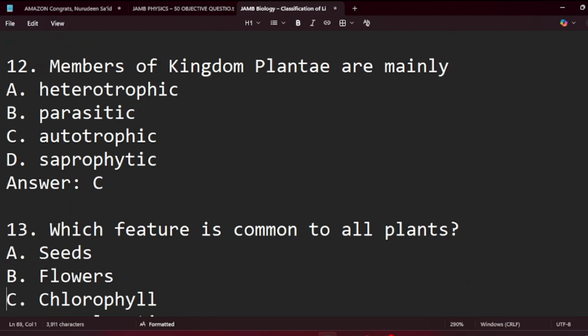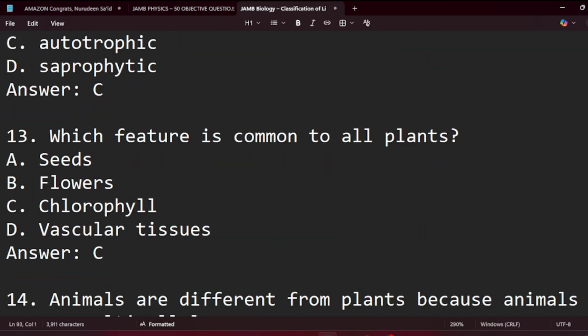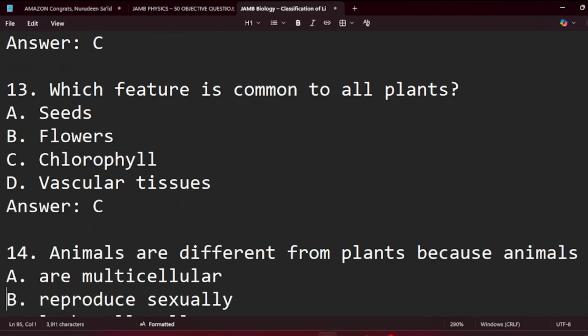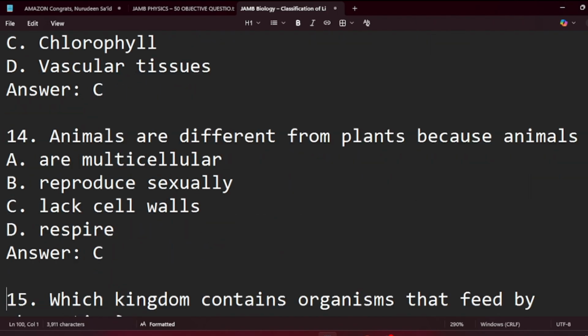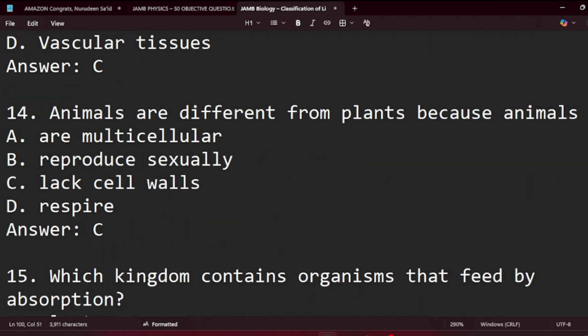Question number 13. Which feature is common to all plants? A, seeds, B, flowers, C, chlorophyll, D, vascular tissue. The answer is chlorophyll. Question number 14. Animals are different from plants because animals are A, multicellular, B, reproduce sexually, C, lack cell walls, D, respire. The answer is C, which is lack cell walls.